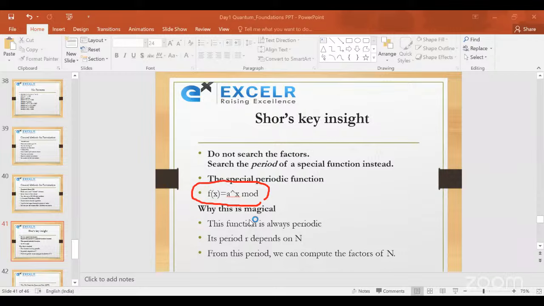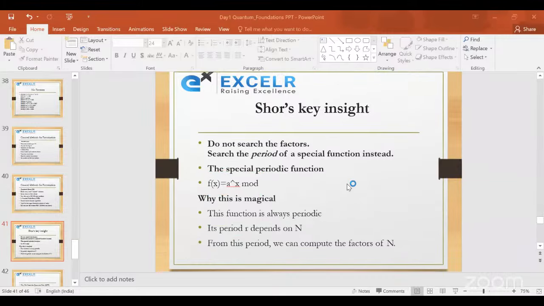So this function is always periodic, the same thing I have explained to you. From this period we can compute the factor of N. This is the punchline. In short, the overall problem has now been converted to the periodicity problem.